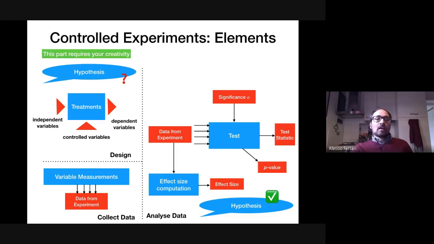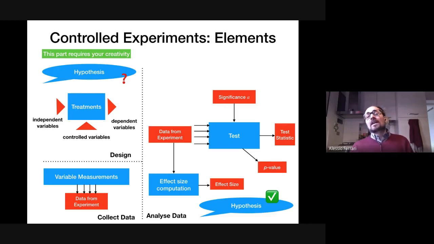Okay. The left part will require your creativity. Designing, and also collecting data somehow, because it involves selecting the people involved in the experiment, since most of the time you will deal with humans and software all together, requires your creativity. You have to invent how to pass from your research question to variables, and you need to justify the measures that you are using for the different variables.